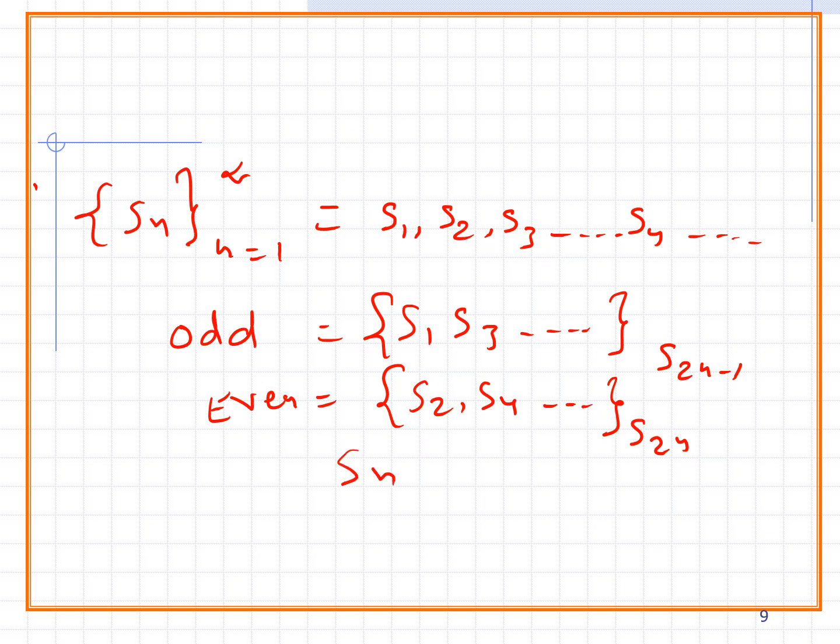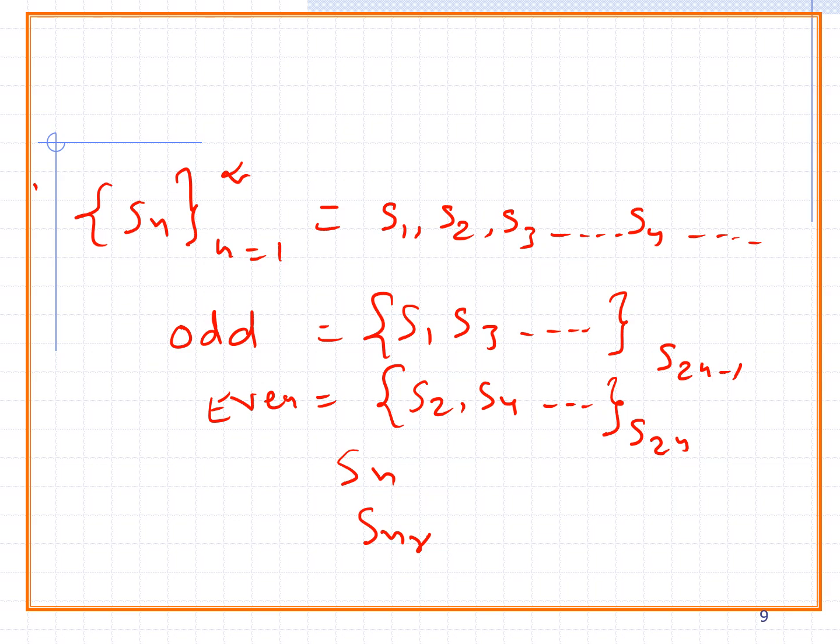The sequence is denoted as Sn. The subsequence is denoted as S_nk, where nk means a particular selection. It could be the even terms, the odd terms, primes, consecutive terms, whatever it is. These are called subsequences. All of these come from Sn only, so that's why they are called subsequences.